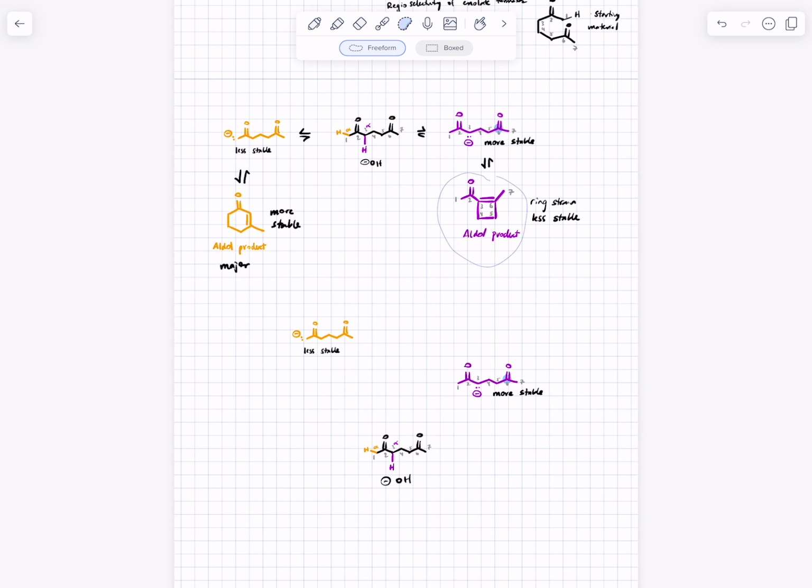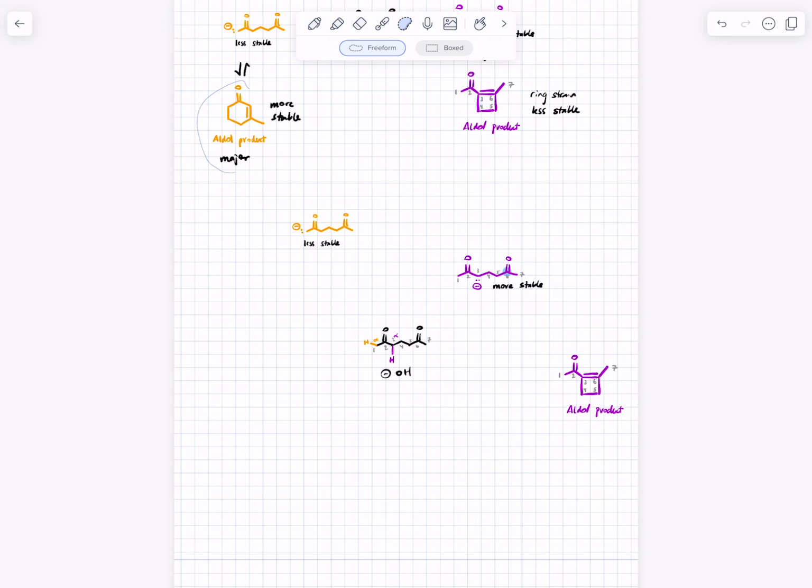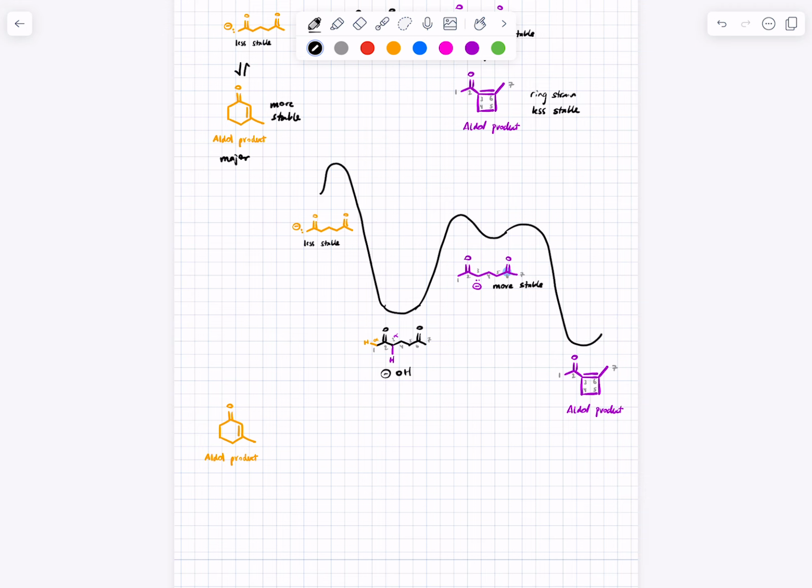And then we'll put the products here, on either side. We're going to put the aldol product that's purple a little bit higher up in energy than the aldol product that is orange, because we've said that because of ring strain, the orange aldol product is indeed more stable. So our energy diagram is going to look something like this. We'd go uphill to the more stable enolate and then downhill to the aldol product.